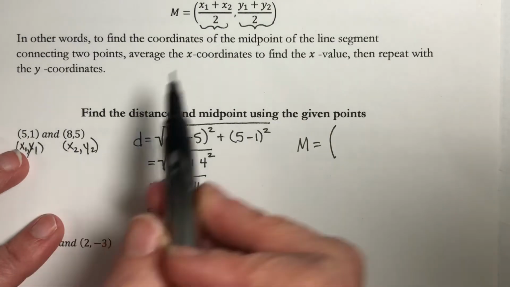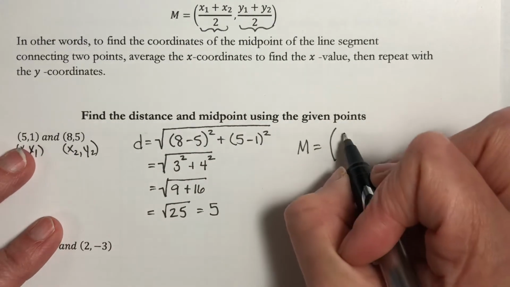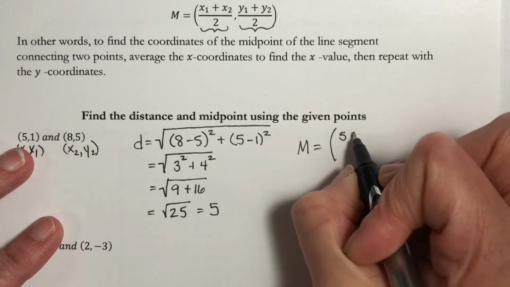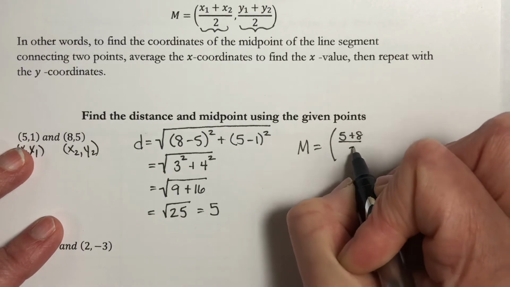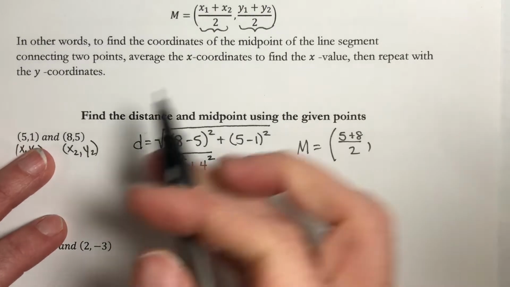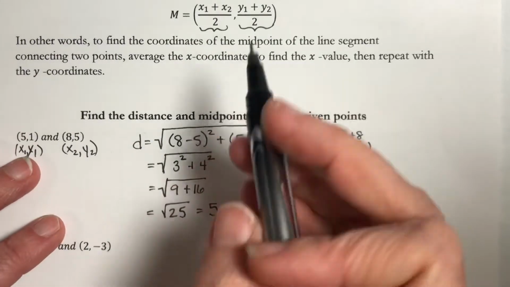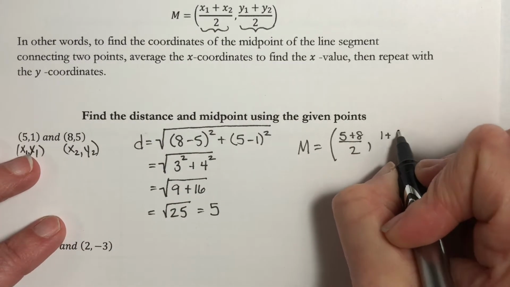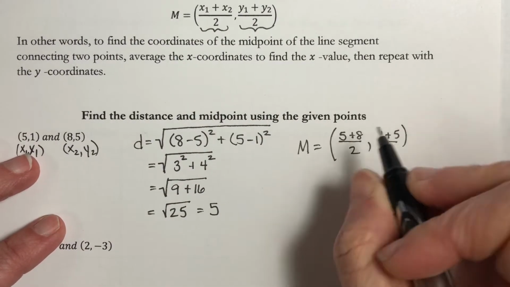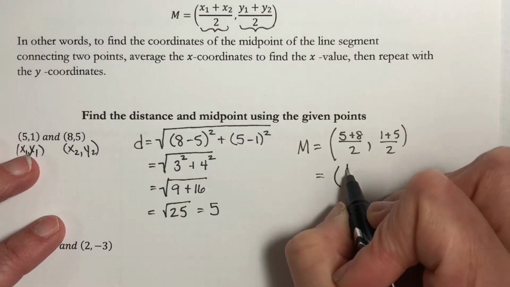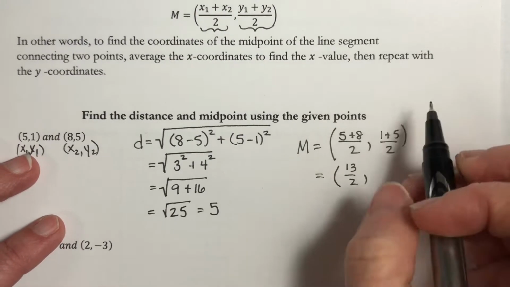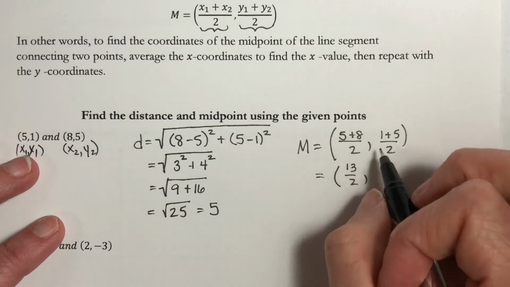add up your x's and then divide by 2. So your x coordinate is 5 plus 8 divided by 2. And your y coordinate, you add up your y's and then divide by 2. 1 plus 5 divided by 2. So this would be 13 halves, and that's 6 over 2, which is 3.